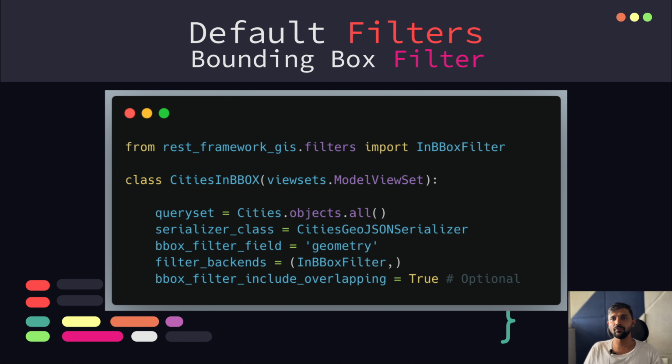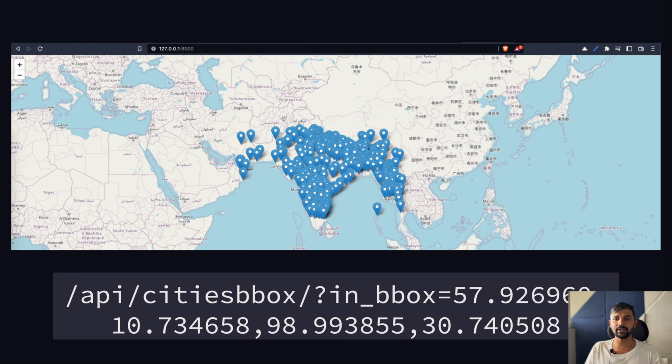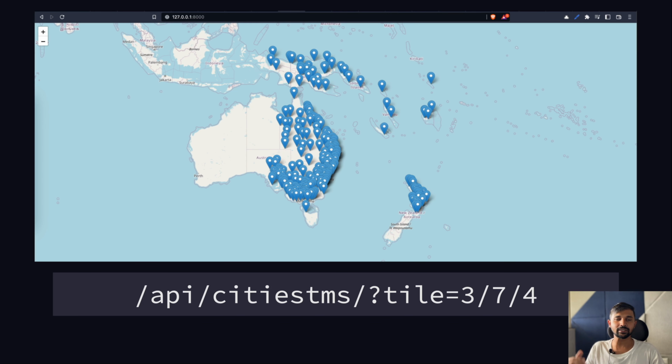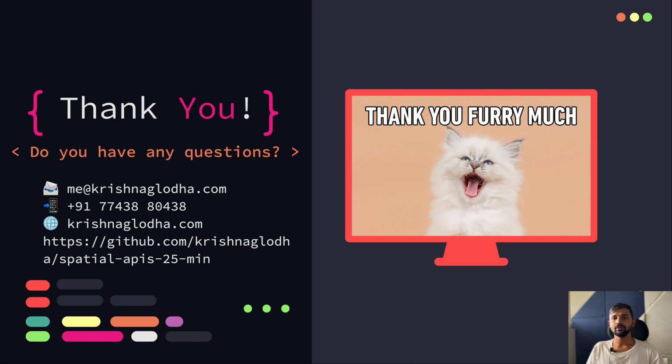There are a bunch of default filters available in Django REST framework-gis, where we can do bbox filtering, which means getting all the data inside a bounding box. We can also do TMS style filtering, which means getting the data using a TMS style format. And that's all. There are a bunch of different things that we can do directly right out of the box, and there are obviously more and more filters that we can add to create the needed APIs.